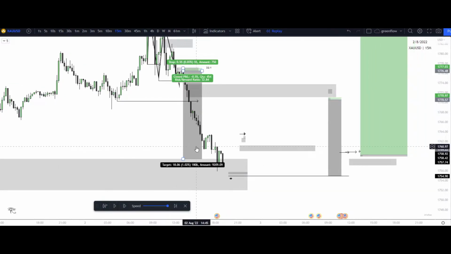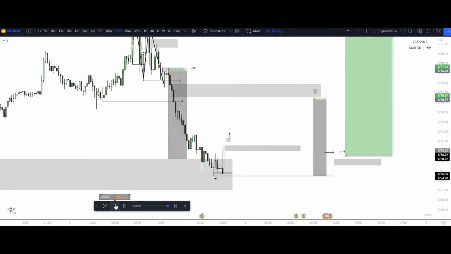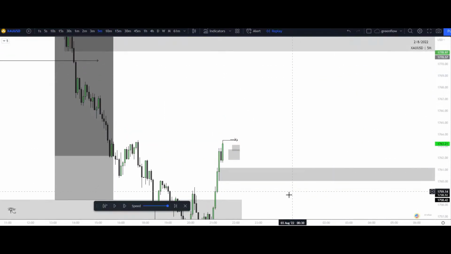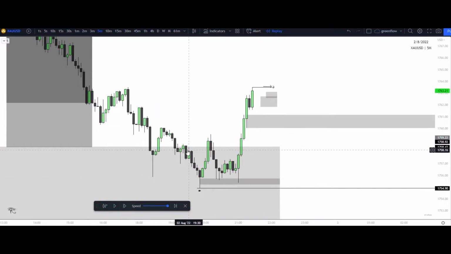So after mitigation of our demand zone, we end up seeing price break this high right here. Let's go on the 5-minute. We had this raid to the upside right here, this impulsive move to the upside right here. We look for the sponsorship of that. Why am I looking for the sponsorship?